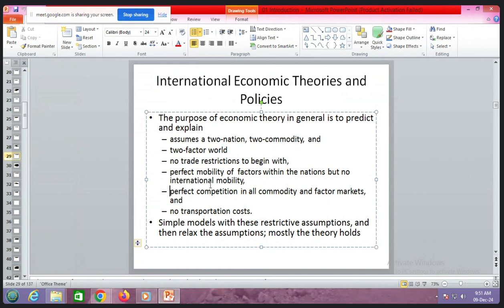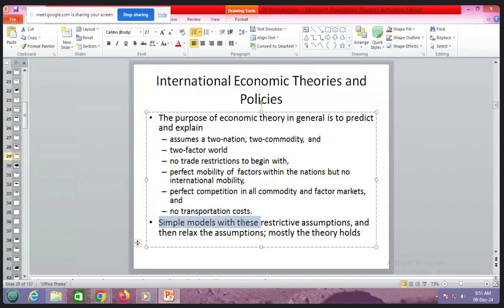The next assumption that we normally make is perfect competition in all the commodity and factor markets. The implications of this I will explain when we reach the model. And definitely we are always assuming no transportation cost, because we are looking only at the cost of production, and not the cost of transportation, to determine whether trade is going to take place or not.